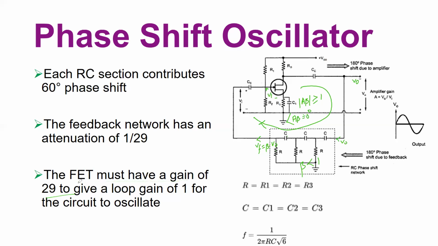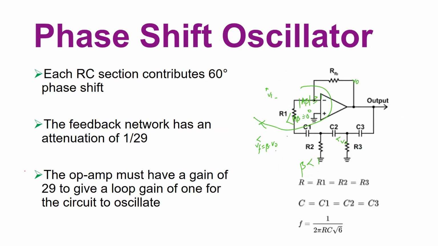So what is the gain of the amplifier here without the load? It is GM times RD, where GM is the transconductance of the FET. In the case of the previous slide, the BJT transconductance is GM, so the gain of that amplifier was GM times RC, where RC is the collector resistance. So we have seen how to build and design a phase shift oscillator using BJT and a phase shift oscillator using FET. What about using the operational amplifier?